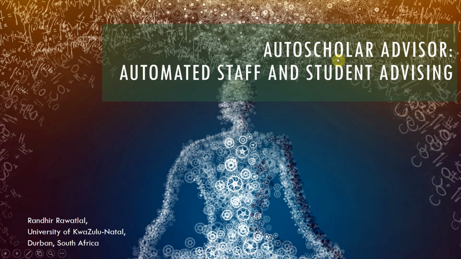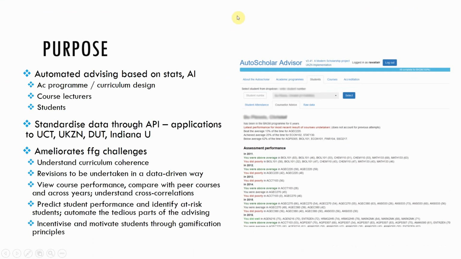I'll be describing here the application of the AutoScholar Advisor for automating some of the processes in advising staff and students. So this project uses modern methods from statistics and artificial intelligence to generate this advice to these three categories of users. So staff involved in curriculum design, staff that are involved in the teaching of courses, and of course students. These are expected to be the three main types of users.